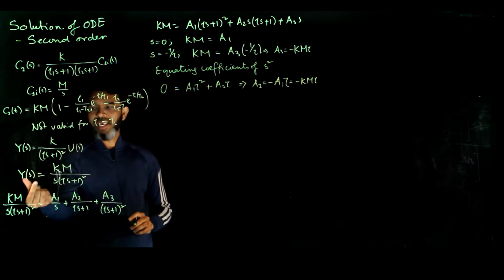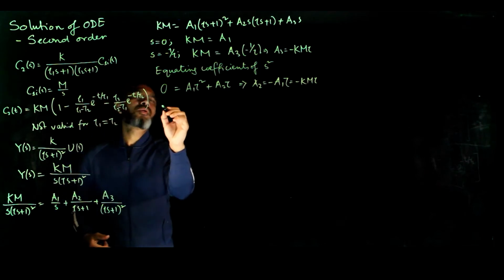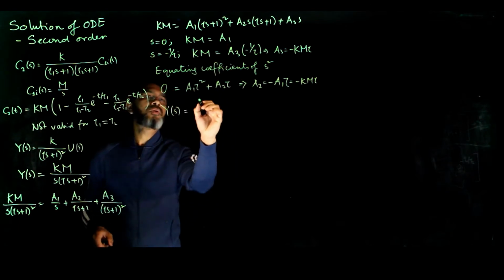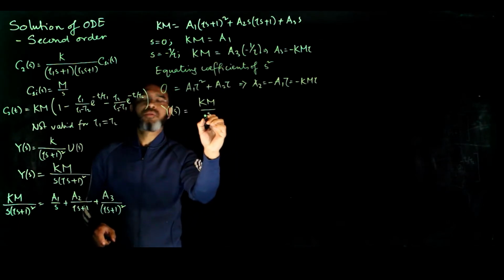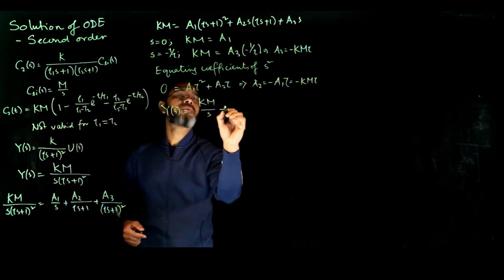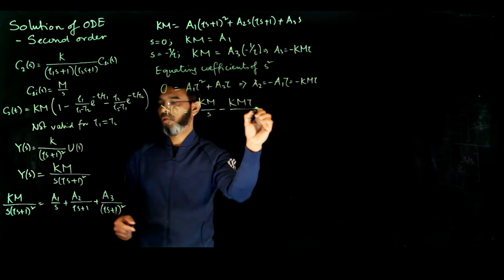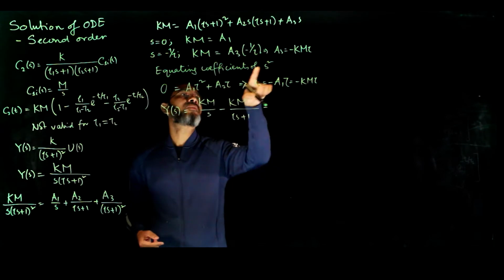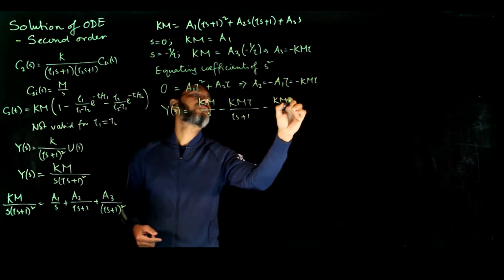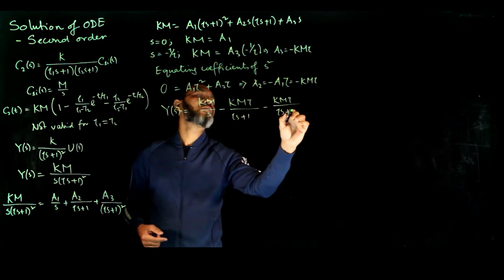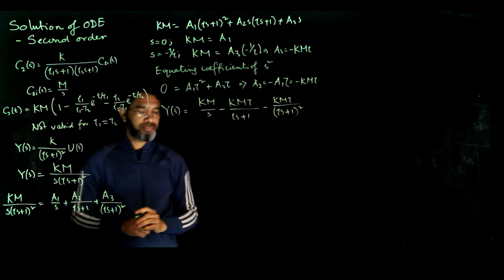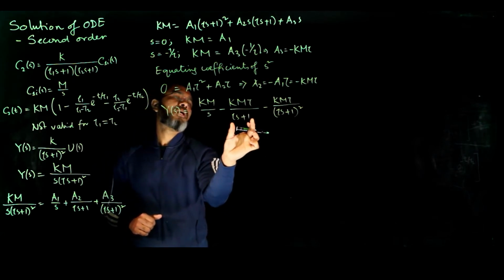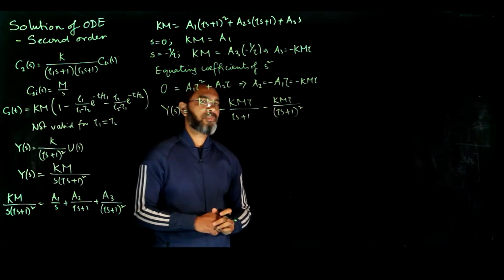So we'll have Y(s) equals this term, so Y(s) will be, a1 being km, km over s, a2 being negative km tau over (tau s plus 1), minus a3 being again km tau over (tau s plus 1) squared. Now we know the inverse Laplace of the first term, we know the inverse Laplace of the second term, we don't know the inverse Laplace of the third term.